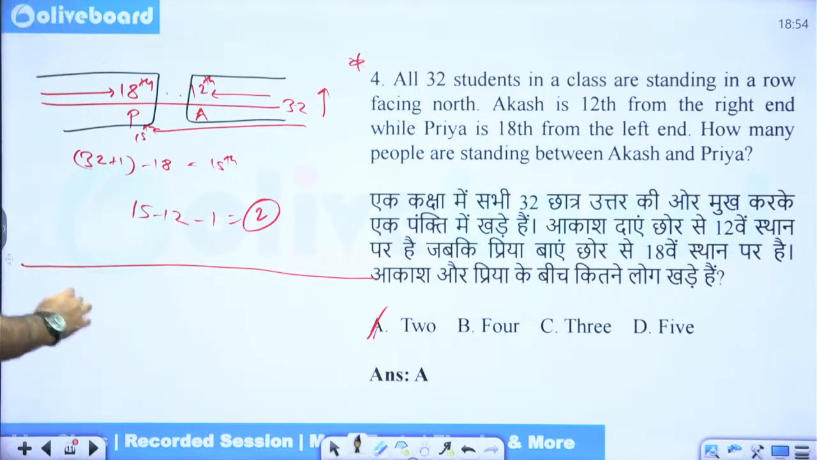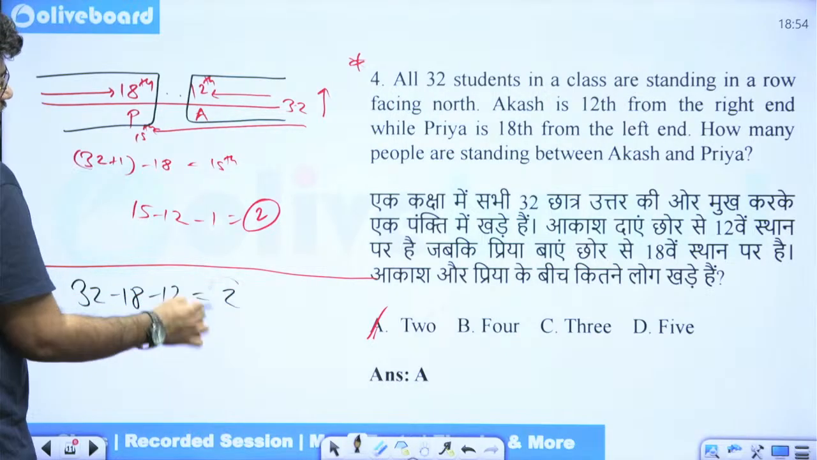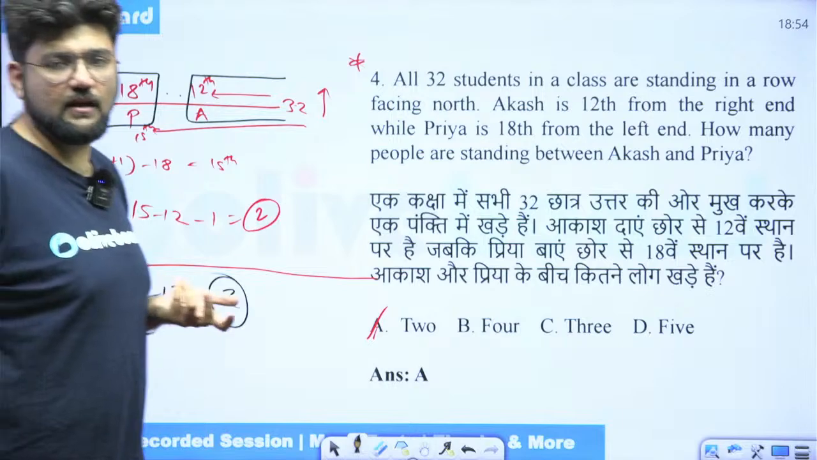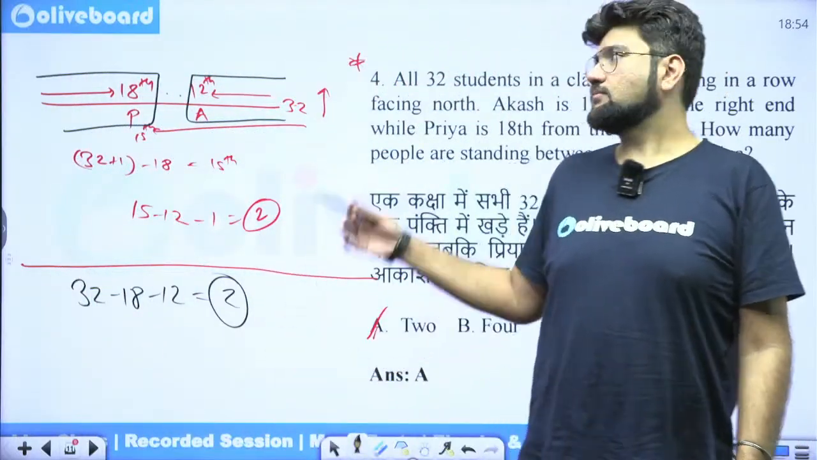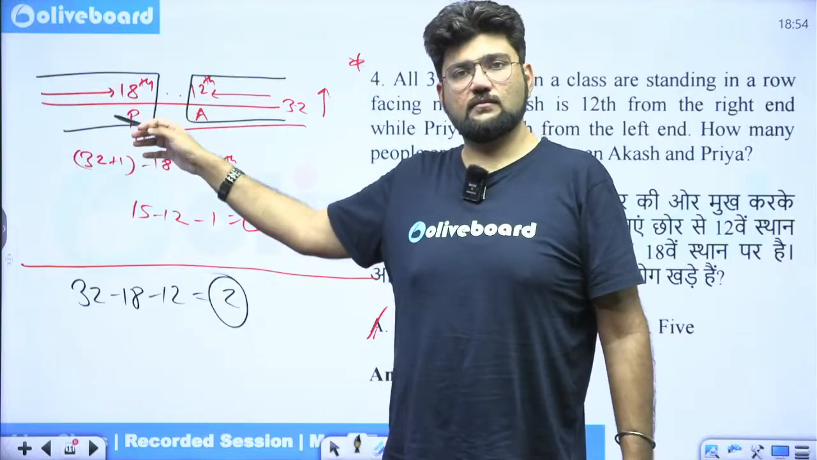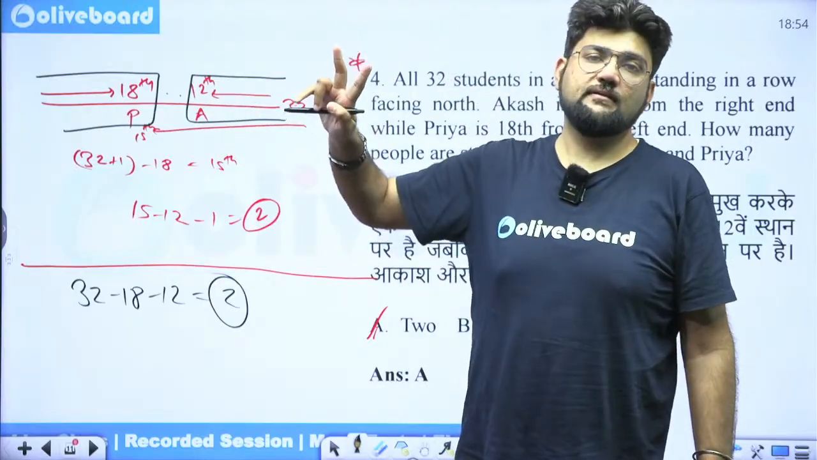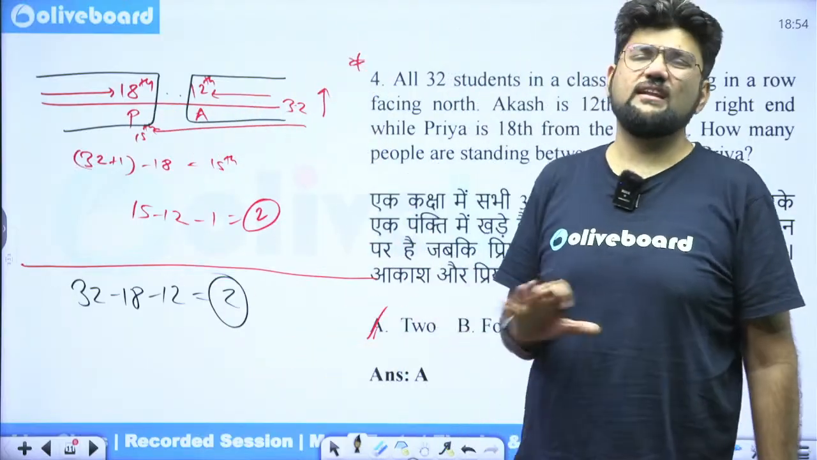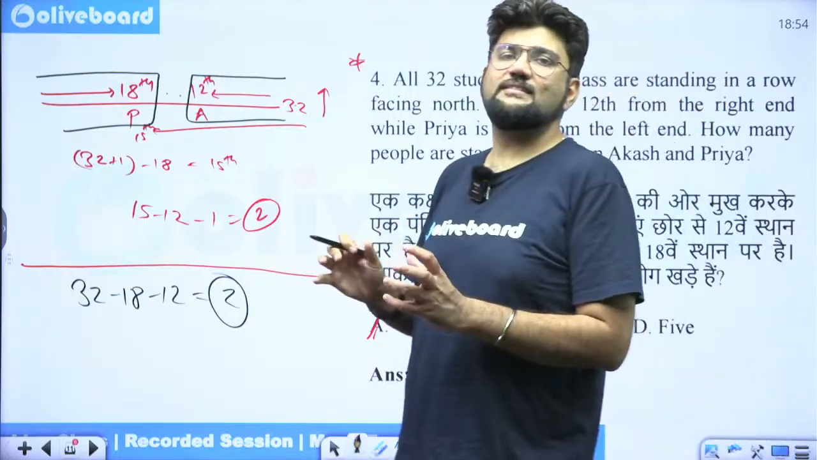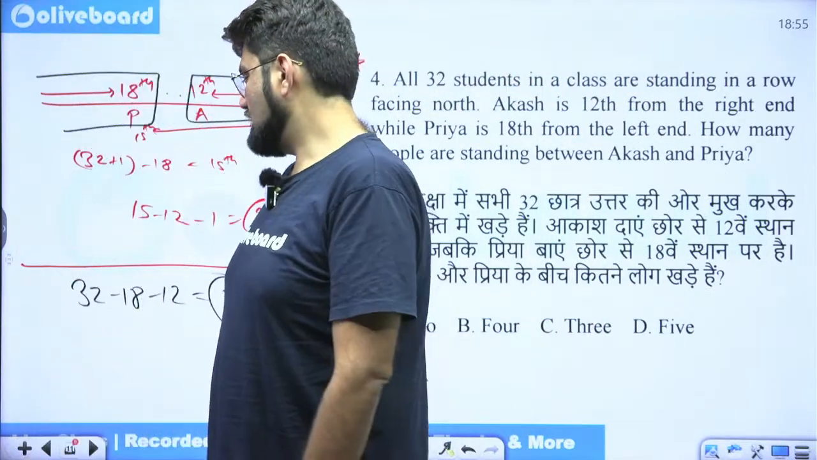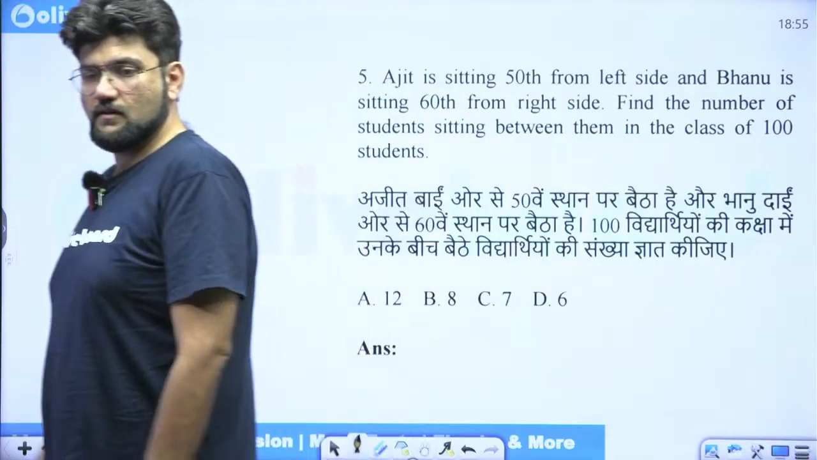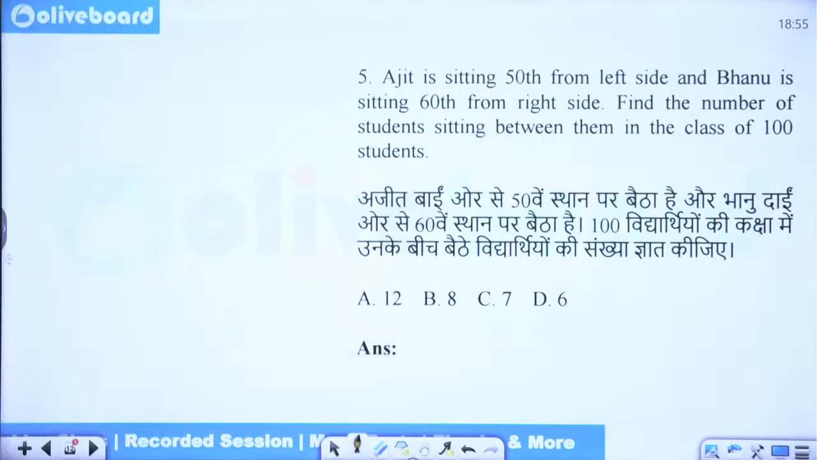Correct? So if I have 32 minus 18 minus 12, what will I be left with? 2. Straight away I get my answer. Very easy. The short trick. From the total, I can reduce the 2 ranks to get the people in between. That's simple, very logical, very common sense. Now if you've understood this, please solve this question. You can use the same short trick.